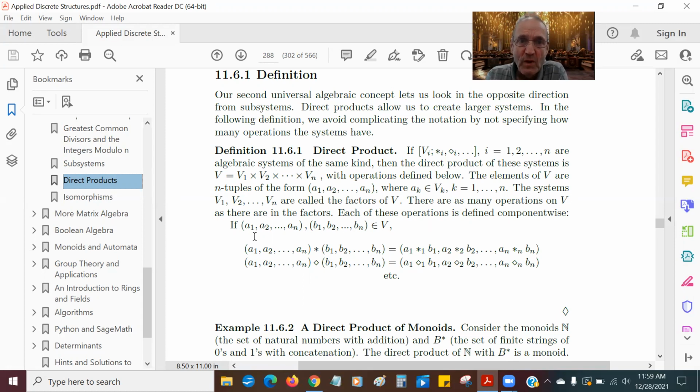So if I have (a1, a2, ..., an) and (b1, b2, ..., bn), these are two different n-tuples in V. If I take (a1, a2, ..., an) star (b1, b2, ..., bn), that's going to be (a1 star b1, a2 star b2, and so on and so forth). And if I take a and b and diamond them, it's going to be (a1 diamond b1, a2 diamond b2, ...). And this is the general definition of a direct product.